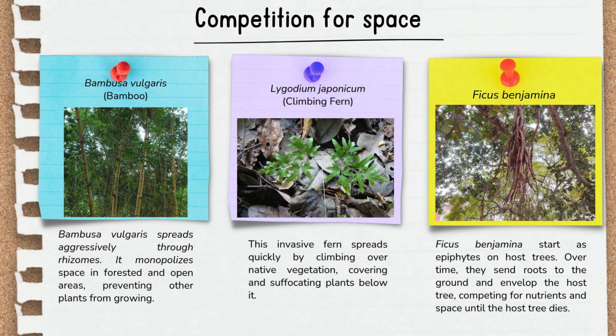The next one is Lygodium japonicum, also known as climbing fern. This invasive fern spreads quickly by climbing other native vegetation, covering and suffocating plants below it. It is often found in disturbed areas.